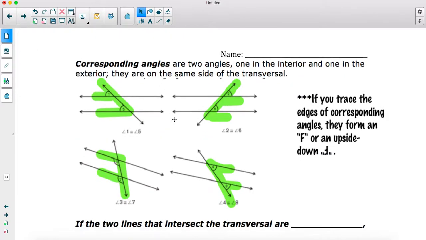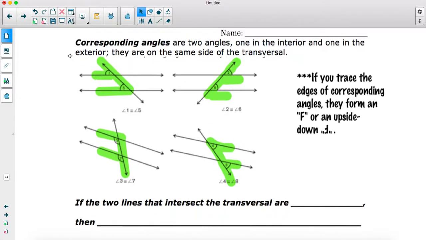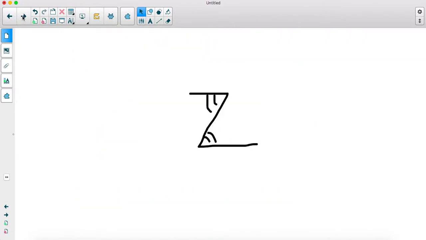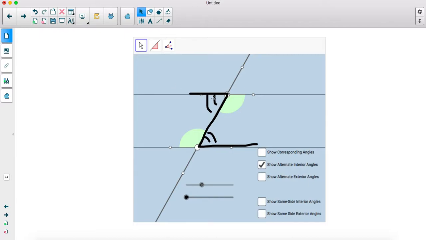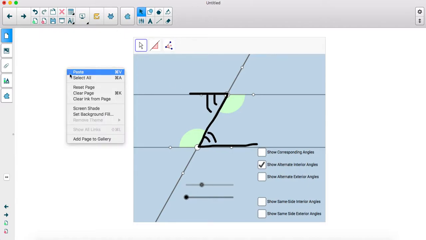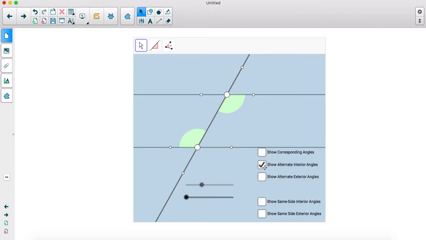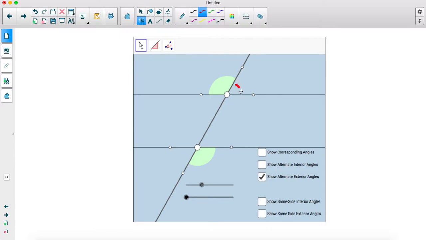Okay, on to the third pair, corresponding angles. I'm going to go back to my little GeoGebra drawing here. Let's just clear the ink. There we go. So we did alternate interior. We didn't do alternate exterior, but that's a pair, and so would this set and this set. Those would be alternate exteriors. The one we're going to look at right now is called corresponding.